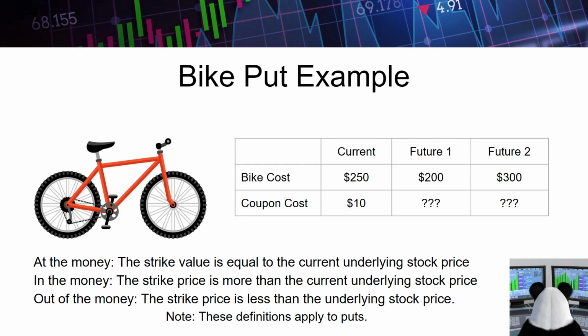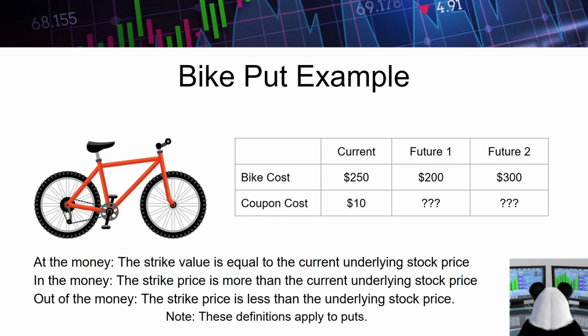Sticking with our bike example, let's say that the shop owner is getting ready to release a new model. As a promotion, he is offering a coupon that will allow you to sell the current model bike locked in at current used prices. Once again, he charges $10 for this coupon. You know that once the new model is released, the price of the old bike is going to for sure tank. So you buy that coupon.